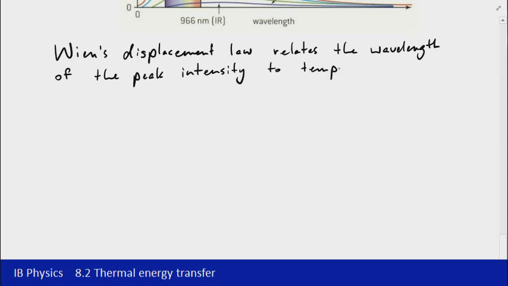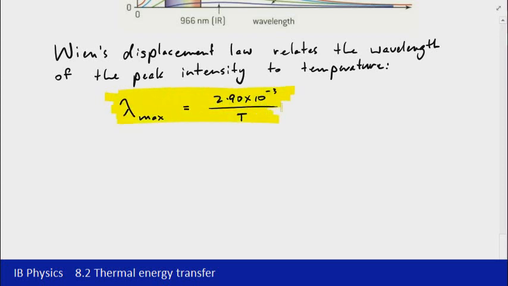So the equation for that is really quite straightforward, and it's basically just given by lambda max is equal to the value 2.90 by 10 to the negative 3 divided by the temperature T. So that's the statement of Wien's law that you need to be aware of for the IB.